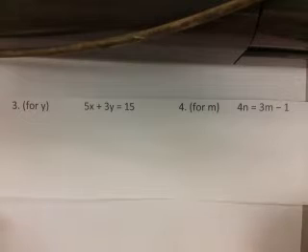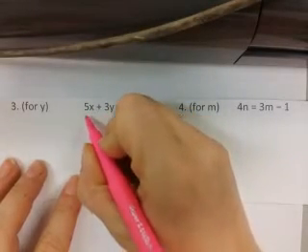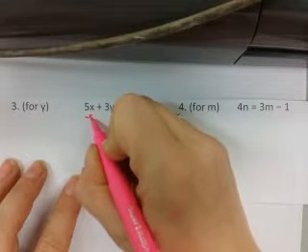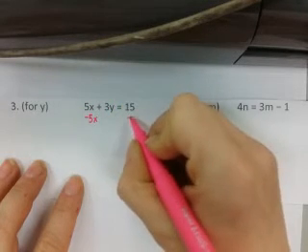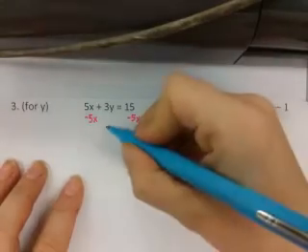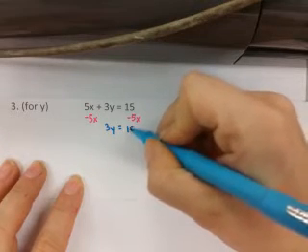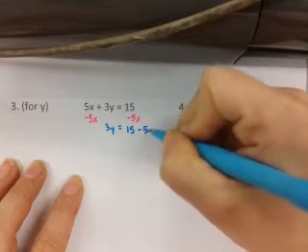Okay, problem number 3 asks us to solve for y again. In this problem, we have 5x plus 3y equals 15. So the first thing we ask ourselves, do we have any addition or subtraction to get rid of? And we do. So we want to get the y by itself. So the easiest thing to get rid of is that positive 5x. So we're going to subtract 5x from each side of our equation. So we now have 3y is equal to 15 minus 5x.